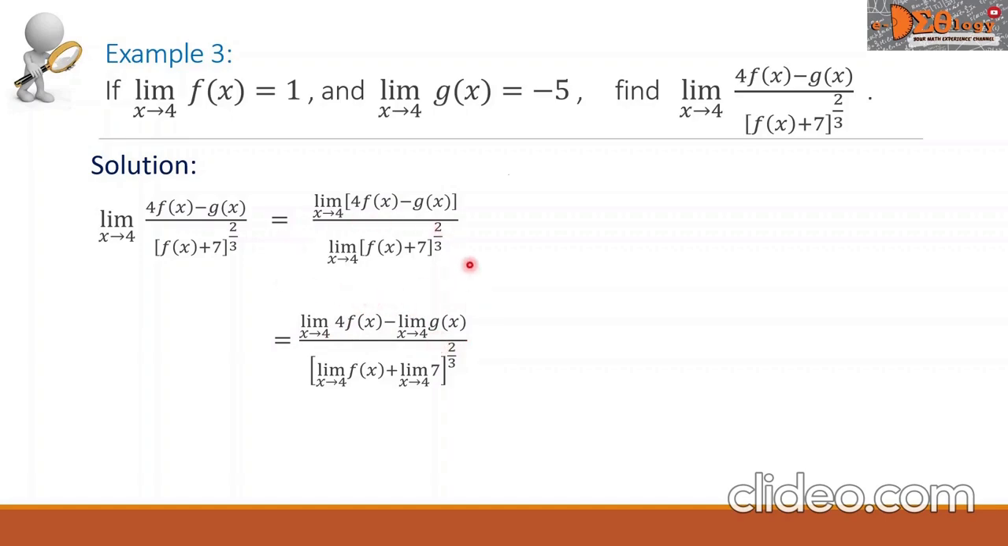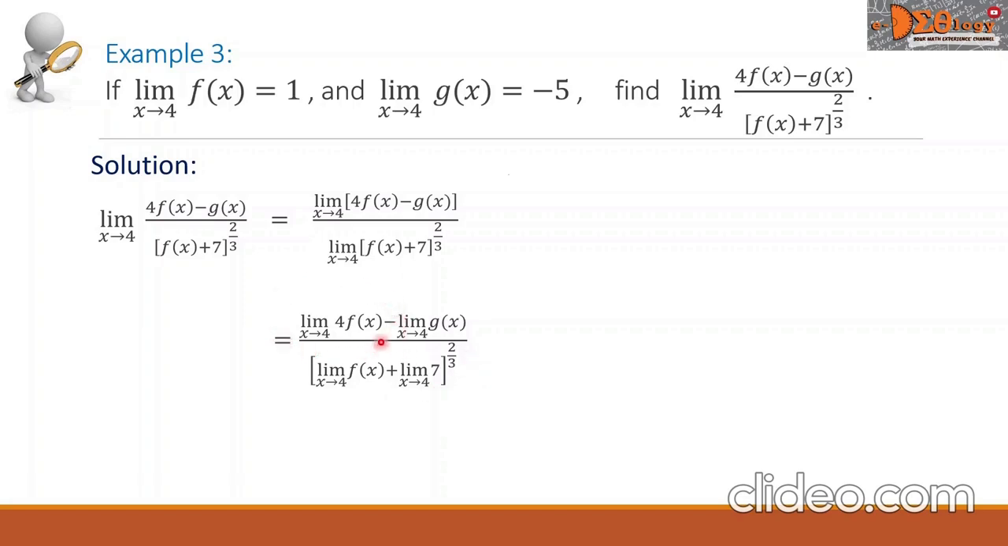In the denominator, this is the limit of a power. What we're going to do is to take the limit of each of the terms inside that power. So we have the limit of f of x as x approaches 4 plus the limit of the constant 7 as x approaches 4. And all of this raised to the power 2 over 3.